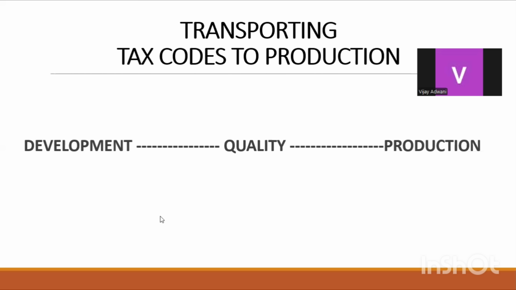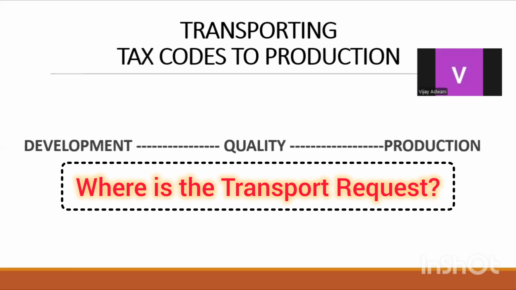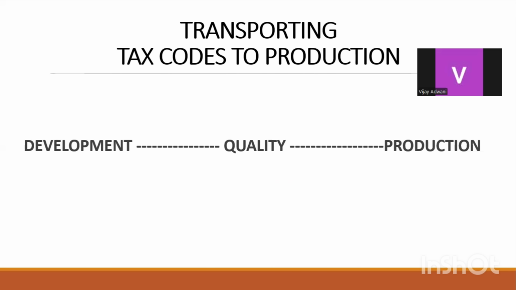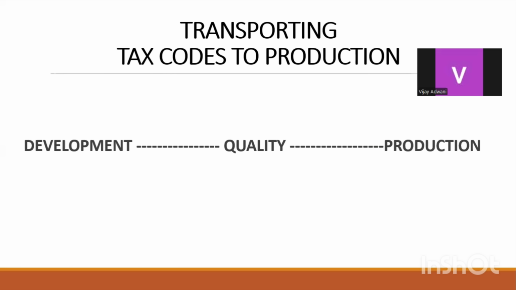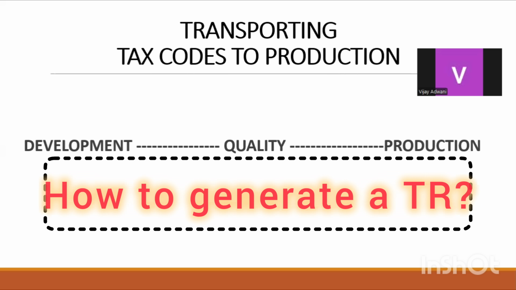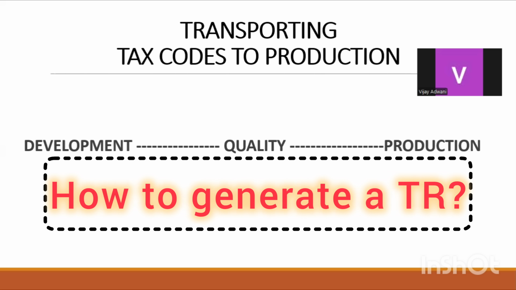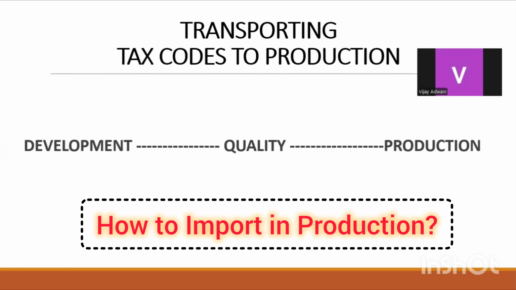But in case of tax codes, what's important to understand over here is that whenever you create a tax code in the development system, a transport request doesn't get generated when you click on save. So when it doesn't get generated, then how are the tax codes moved from the development to quality system in the form of a transport request? Okay, you might be knowing that whatever is moved from one system to another, it moves through a transport request, which we also call TRs. Okay, but then how to generate a TR? If it doesn't get automatically generated by clicking on save, then how to generate a transport request, and then how to import it into production. All these things are in place.